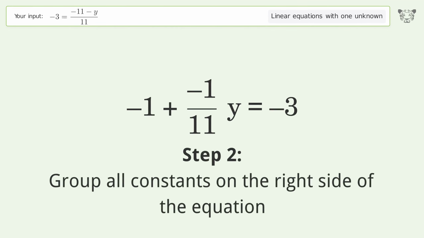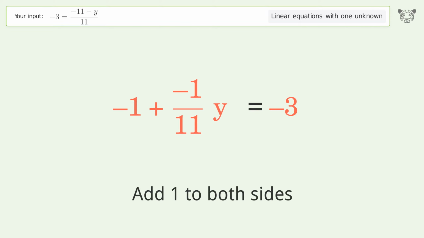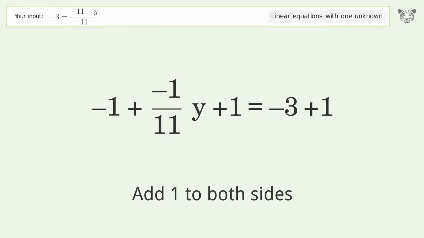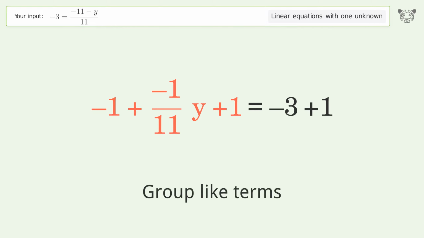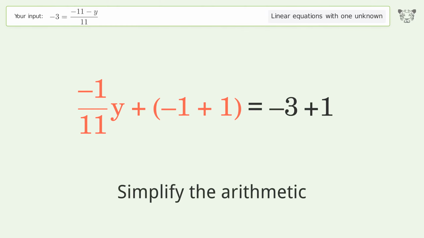Group all constants on the right side of the equation. Add 1 to both sides. Group like terms. Simplify the arithmetic.